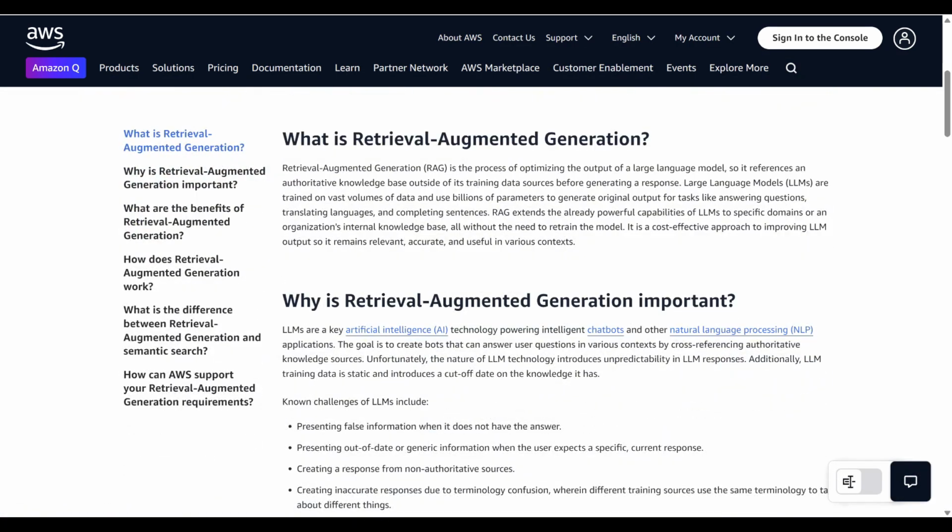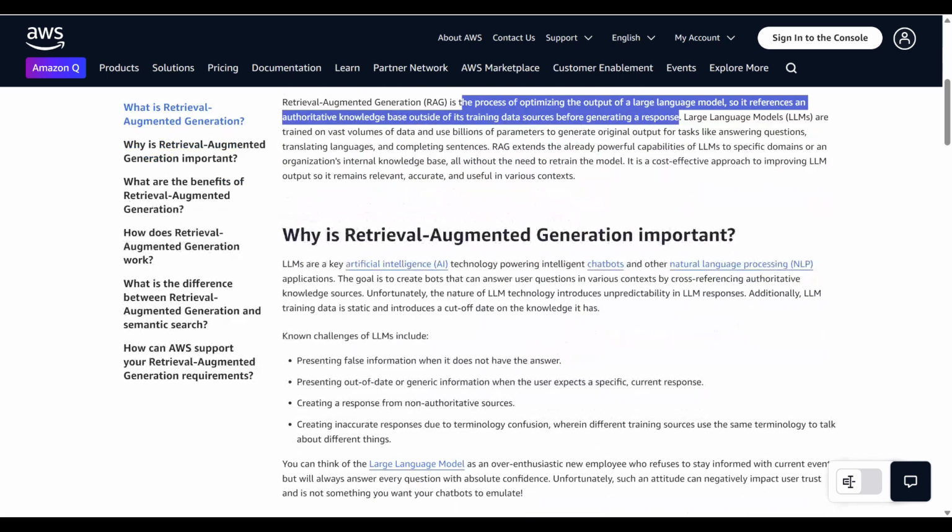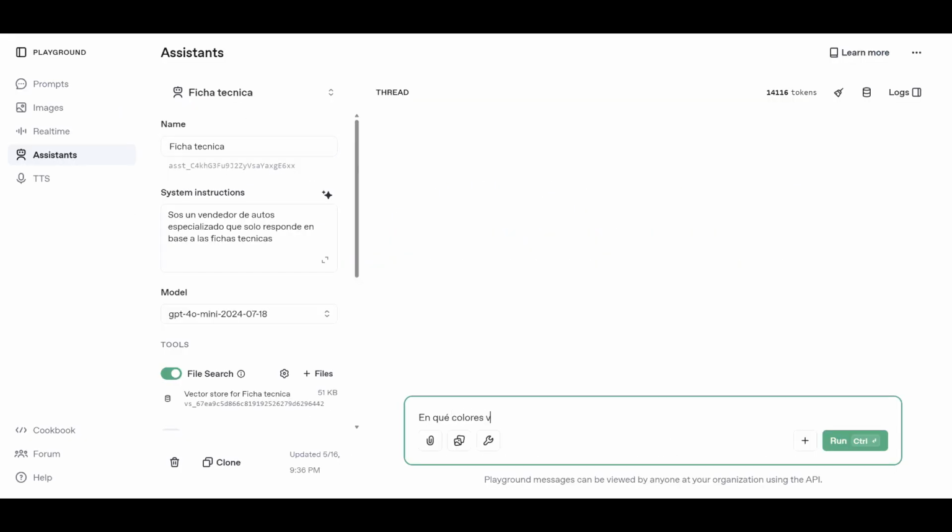Recently, I had to develop a retrieval augmented generation system to allow car salespeople to chat in natural language with manufacturers' technical specifications PDFs. Along the way, I learned a few things I want to share.